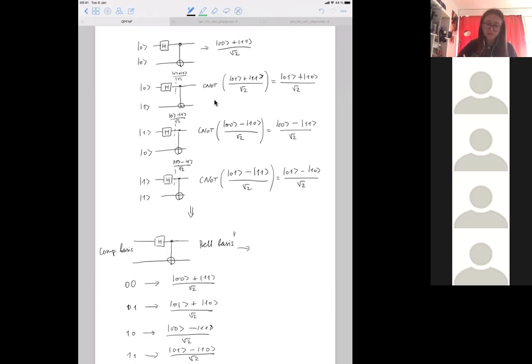Then we can reverse this circuit, which we can do in a very straightforward way for two reasons. First, both operations are unitary. Second, both operations are Hermitian, which means that they are their own inverse. So if we start with a Bell basis state and apply first the CNOT and then a Hadamard on the first qubit, we arrive at the computational basis.